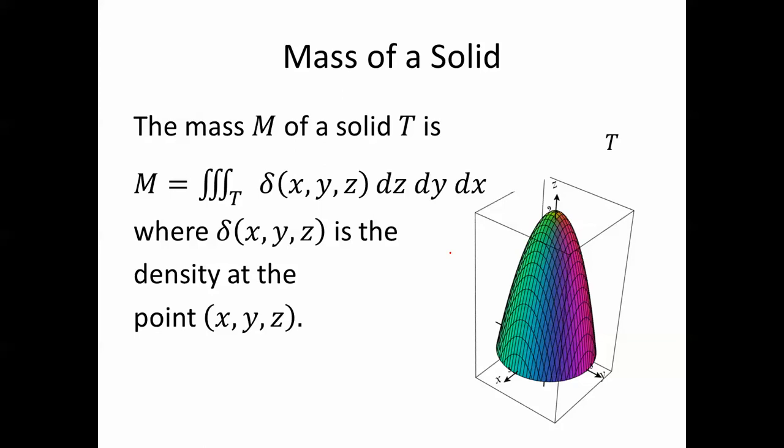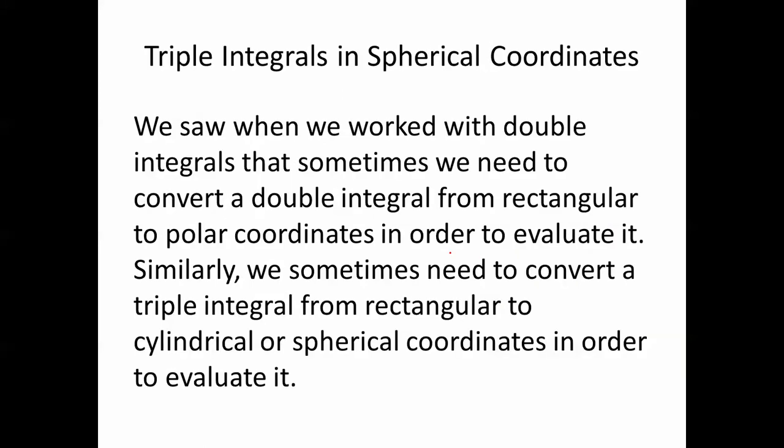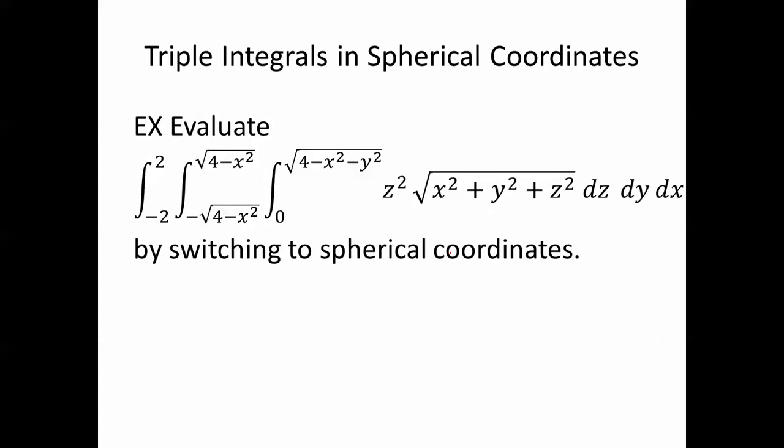at the point xyz. We saw when we worked with double integrals that sometimes we need to convert a double integral from rectangular to polar coordinates in order to evaluate it. Similarly, we sometimes need to convert a triple integral from rectangular to cylindrical or spherical coordinates in order to evaluate it. Let's say, for example, we're evaluating the integral from -2 to 2, negative root 4 minus x squared to root 4 minus x squared, 0 to root 4 minus x squared minus y squared, z squared times the square root of x squared plus y squared plus z squared, dz dy dx by switching to spherical coordinates.